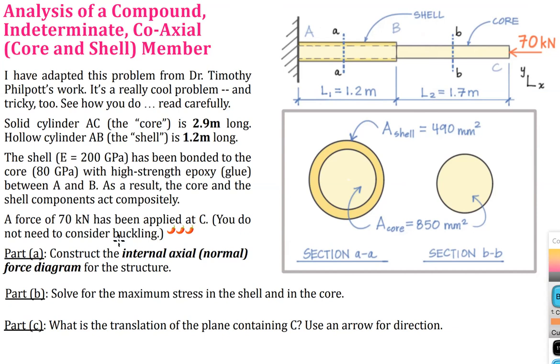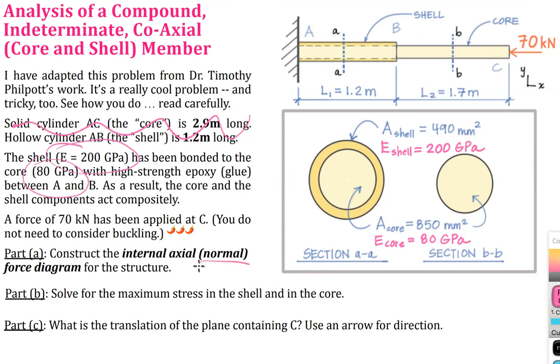All right, let me make sure I've got the right layer here. I know that I've got the dimensions on the drawing. The moduli of elasticity for these two materials are given. So the shell has a modulus of elasticity of 200 gigapascals. And the core has a modulus of elasticity of 80 gigapascals. So I'm going to add all that over there.